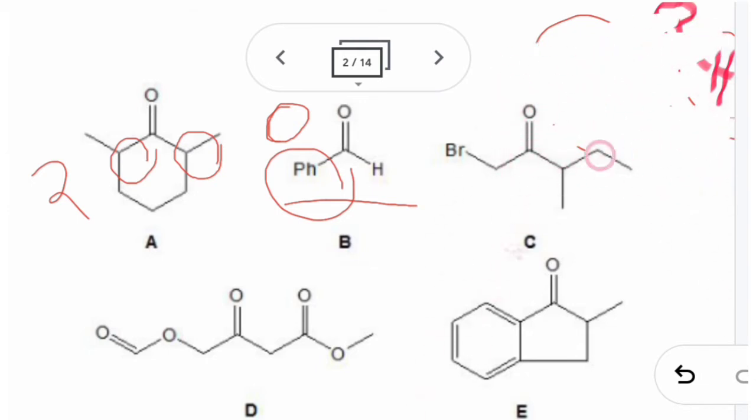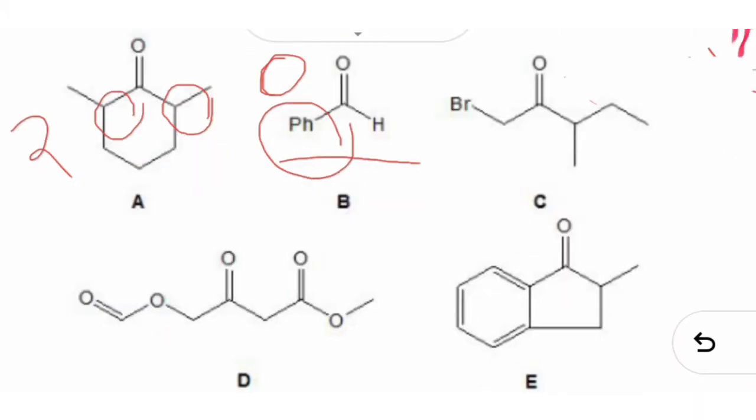Let's move to molecule C. When you look at molecule C, you have 2 alpha carbon atoms. This carbon is an alpha carbon, and it has 2 alpha hydrogens. This other carbon is also an alpha carbon, and it only has 1. So we have a total of 3 acidic hydrogen atoms for molecule C.